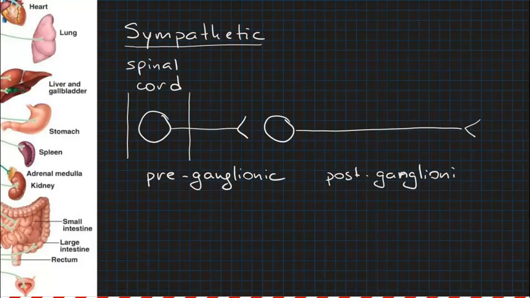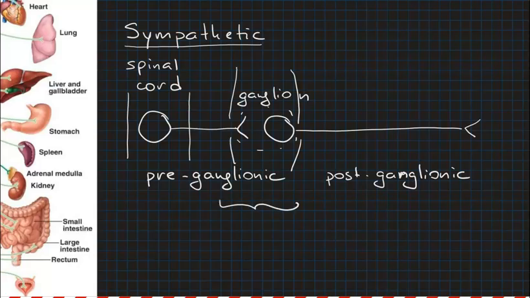Which one is longer? So now this, right here, the place where the ganglion is, that is the sympathetic trunk. We're doing all right so far? Okay. So preganglionic fiber is short, postganglionic is long. Opposite to what the parasympathetic system has. Okay.